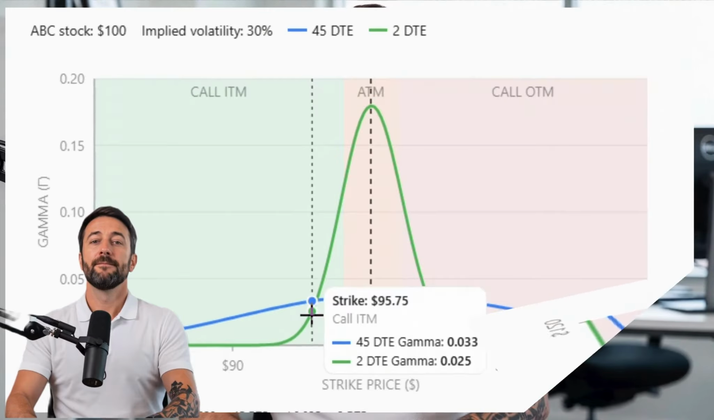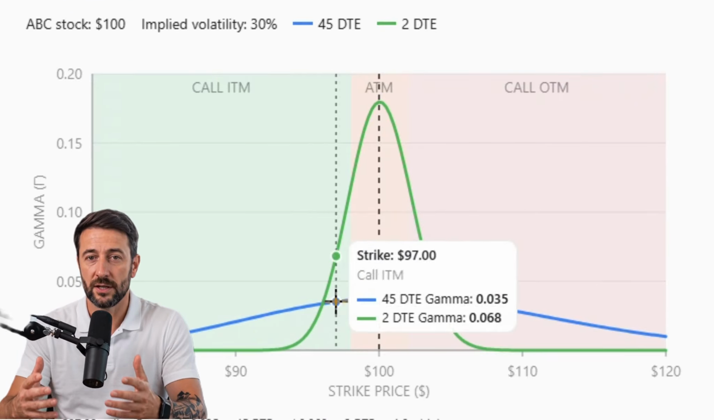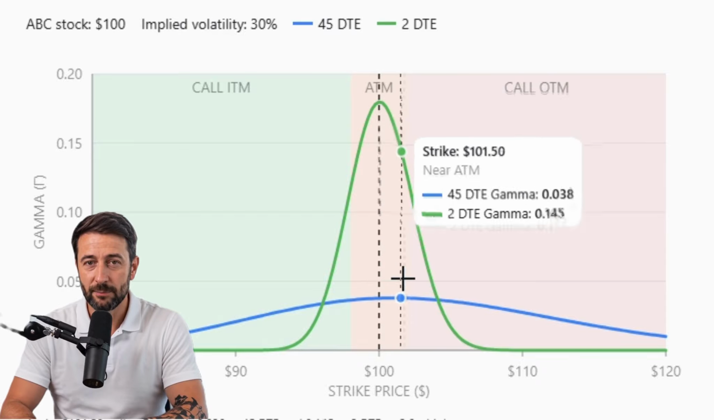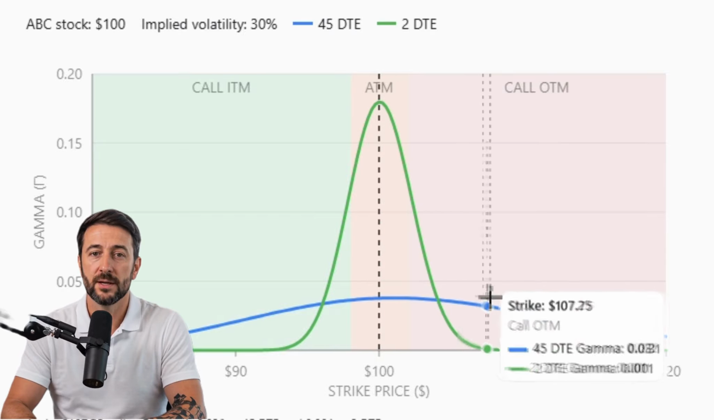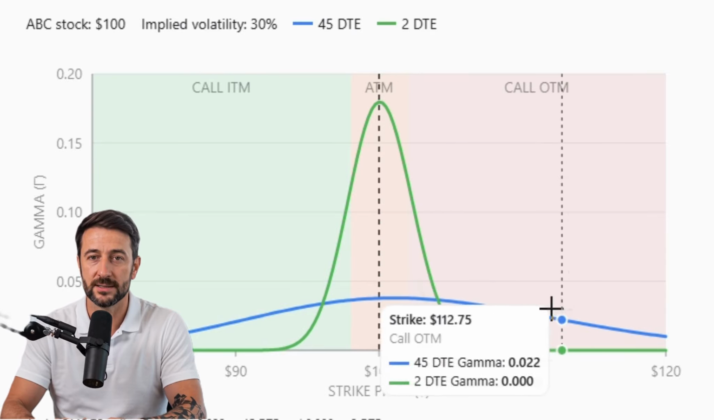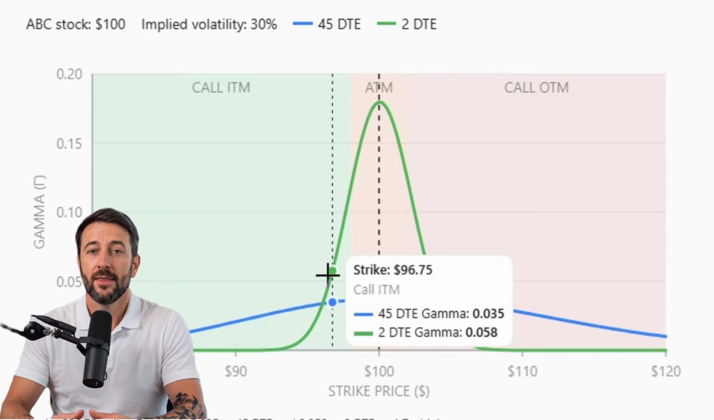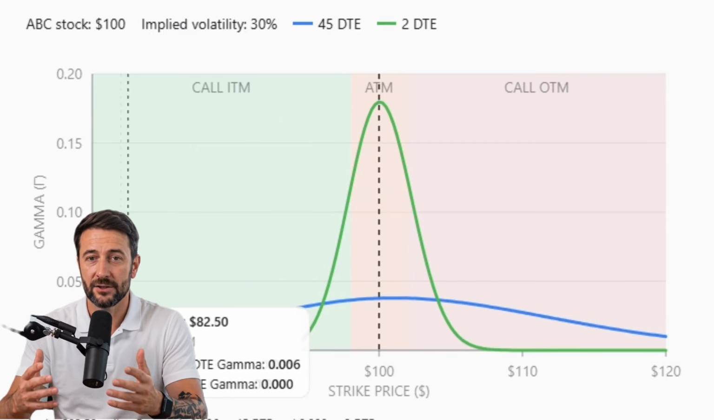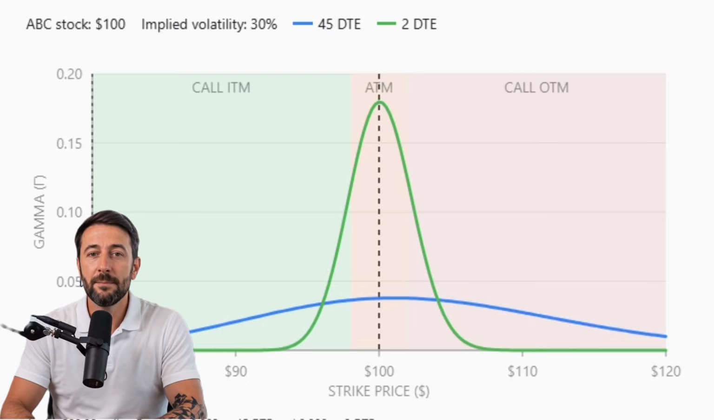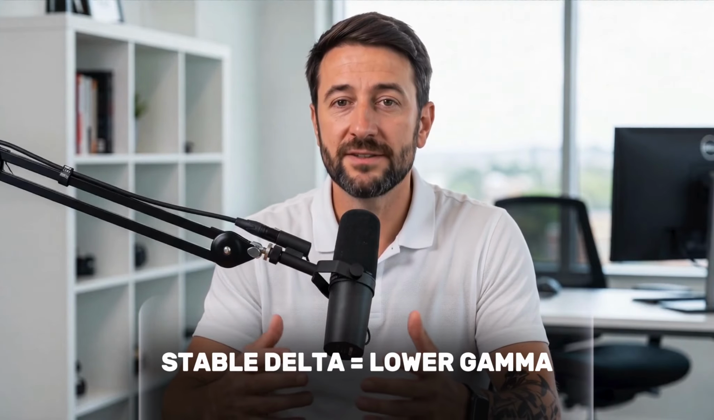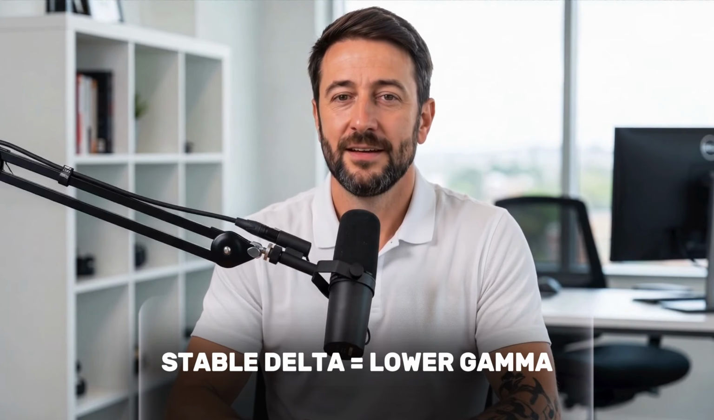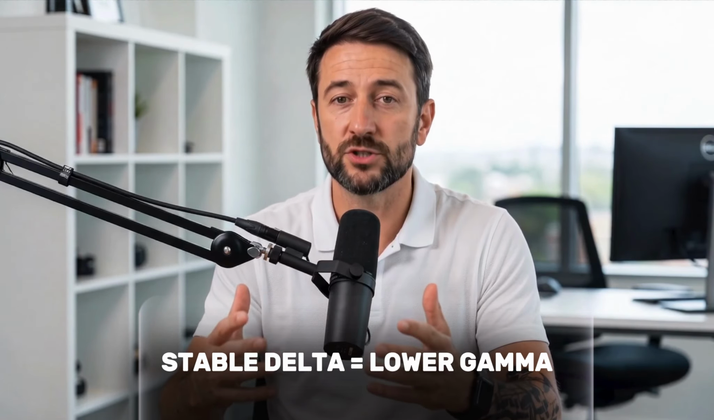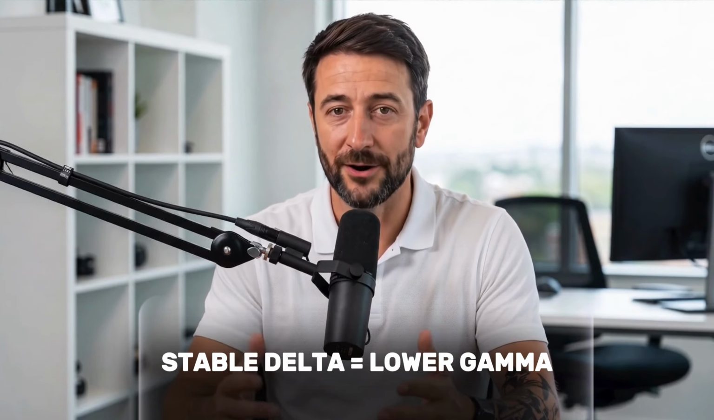Gamma is generally highest for at-the-money options. This is where the stock price is close to the option's strike price. At this point, even a small stock movement can significantly change whether the option is in or out of the money. That uncertainty makes delta change more quickly. Deep in the money call options usually have deltas close to 1, while far out of the money calls usually have deltas close to 0. In both cases, delta tends to be more stable, so gamma is lower.